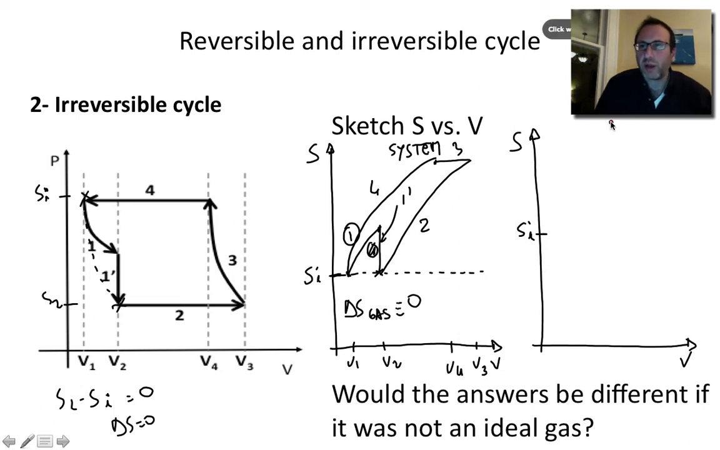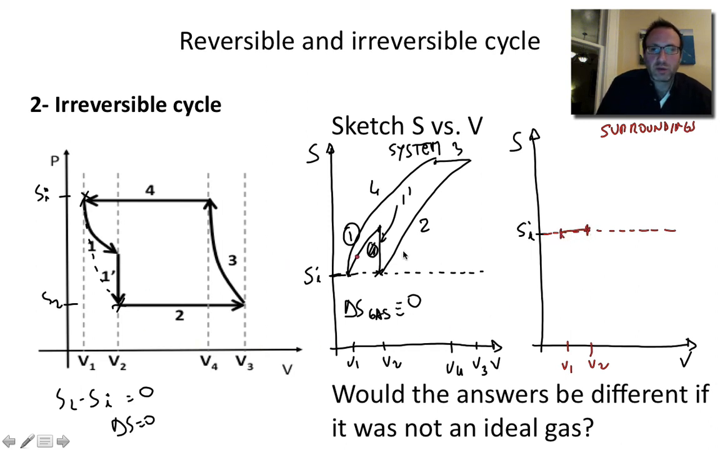Now let's look at the surroundings. So I'm going to put the same dashed line here. When I go from V1 to V2 with the adiabatic expansion, there is no heat exchange between the surroundings and the system. And so this means that the entropy of the surroundings has to stay constant. So this is leg 1. Now leg 1 prime, the system is giving heat back to the surroundings at constant volume. And so this means that the entropy of the surroundings has to increase. And it has to increase by this amount here.